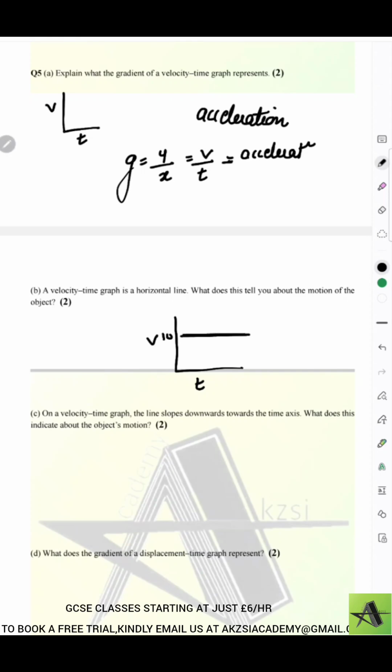Suppose this is 10 and this is 1, 2, 3. So here velocity is 10, after 1 second, after 2 seconds also the same, after 3 seconds also the same. That means clearly it's telling me it's constant velocity.